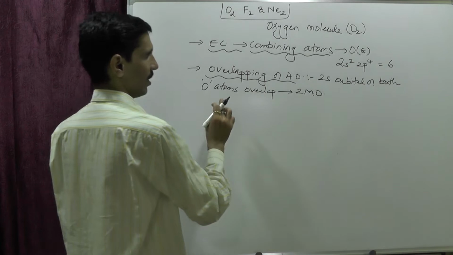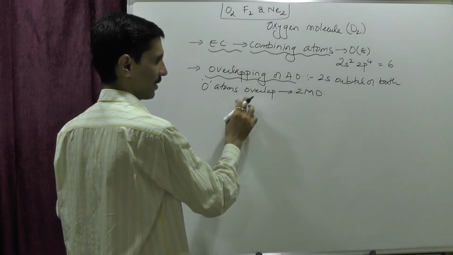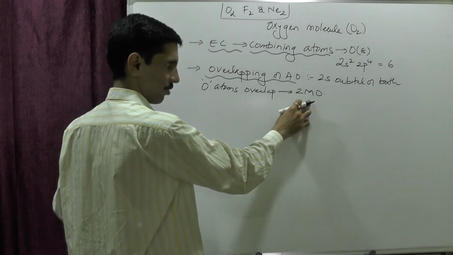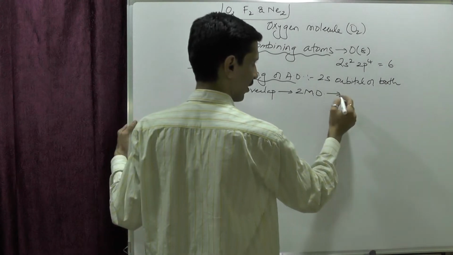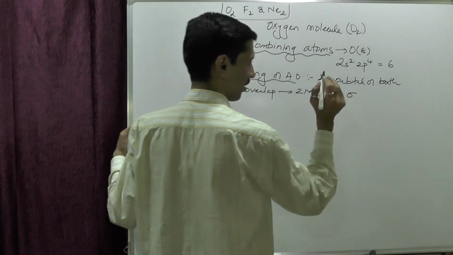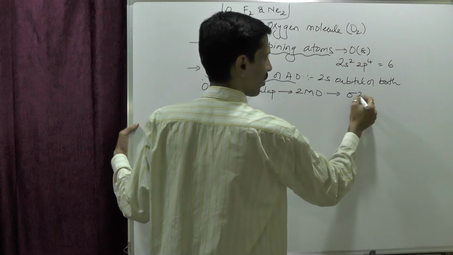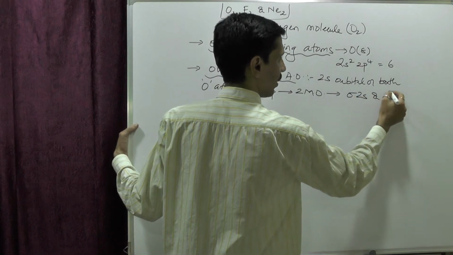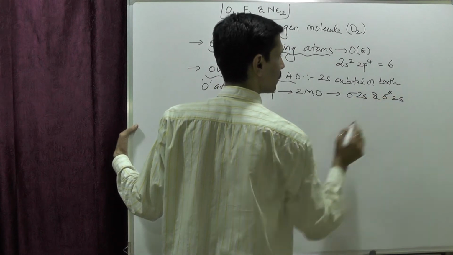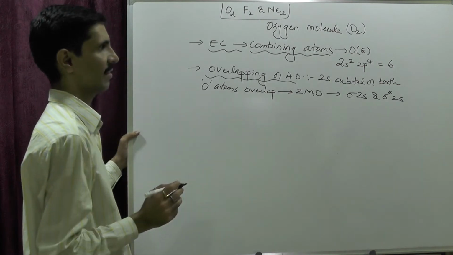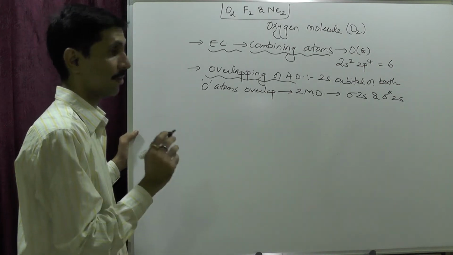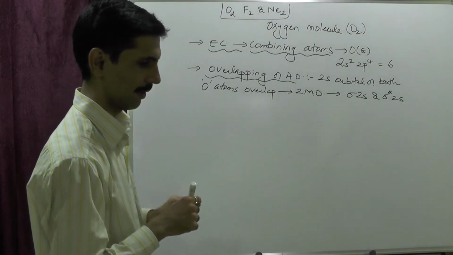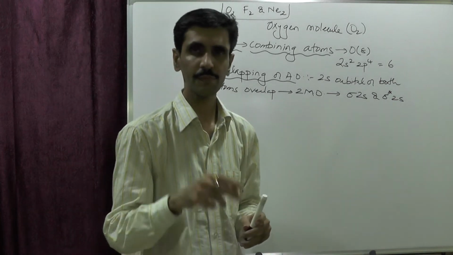So in this way, the 2s orbitals of both the oxygen atoms overlap, resulting in the formation of 2 molecular orbitals. And you know what they are? Yes, it's sigma, because it is 2s. So it is sigma 2s and sigma star 2s. Okay, this is one part. Now we talk about 2p. Now let me be very clear about 2p orbitals.